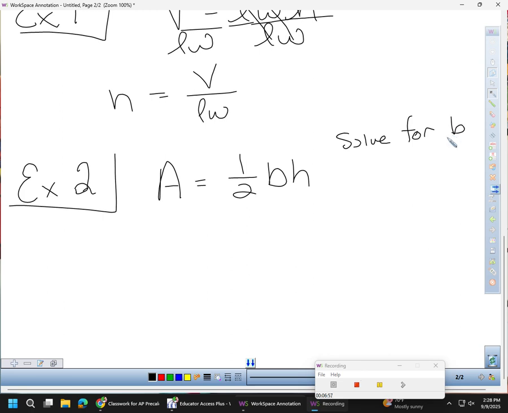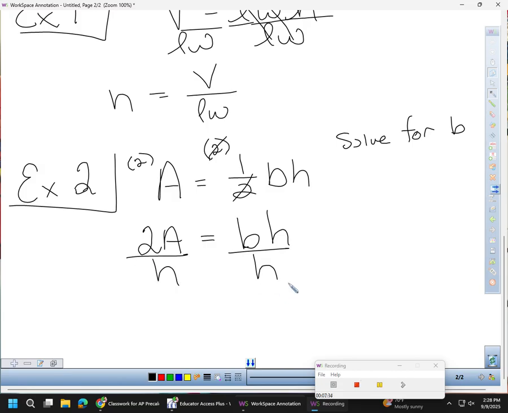Now, let's talk about our steps. Step number 1 is distribute if there's parentheses. There's not. Step number 2 says to clear a fraction. I have to times this side by 2, and all of this is multiplied together, so I times this side by 2. On the left, 2 times A is 2A. On the right, my 2's cancel, and I have BH. H is multiplying B, so I have to divide by H. Whatever I do to one side, I have to do to the other. So B equals 2A over H.